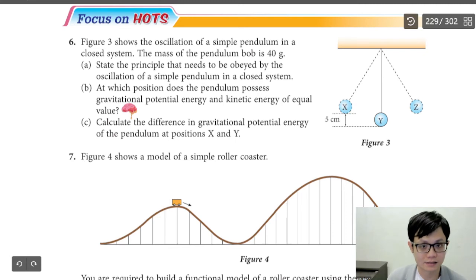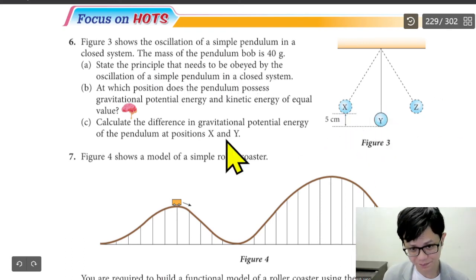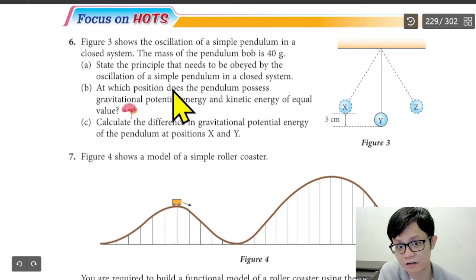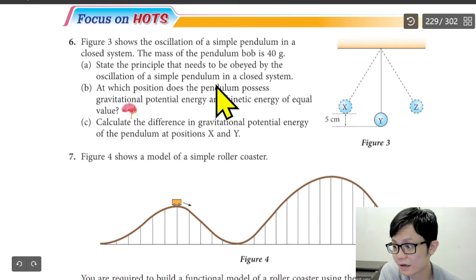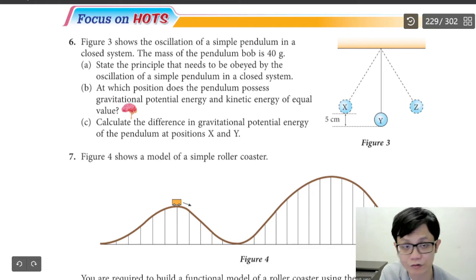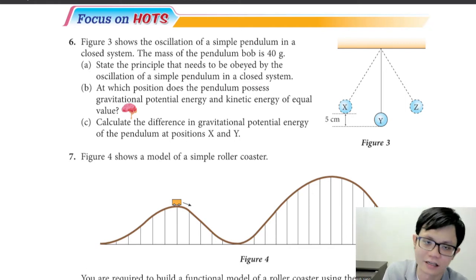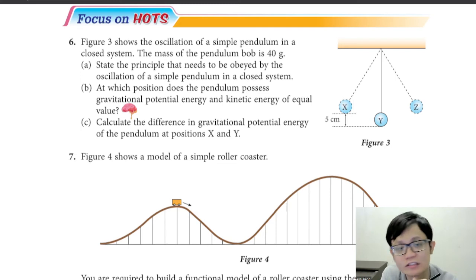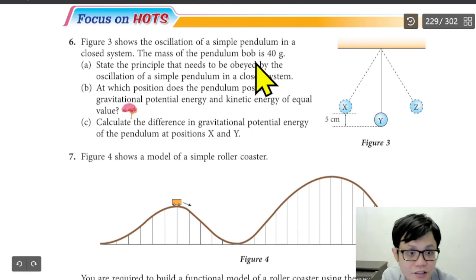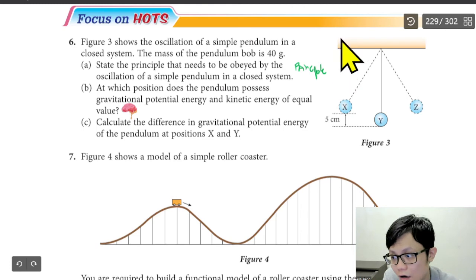Number 6, figure 3 shows an oscillation of a simple pendulum in a closed system. The mass of the pendulum bob is 40 grams. State the principle that needs to be obeyed by the oscillation of a simple pendulum in a closed system. In a closed system, the principle to obey is again that energy cannot be created or destroyed, only changed from one form to another. This is called the principle of conservation of energy.